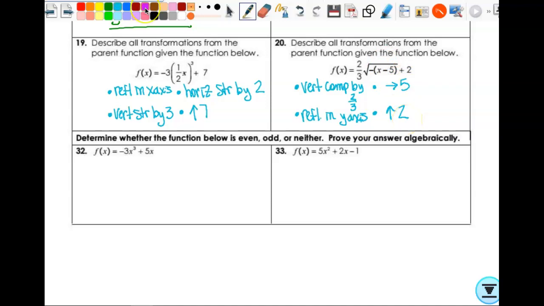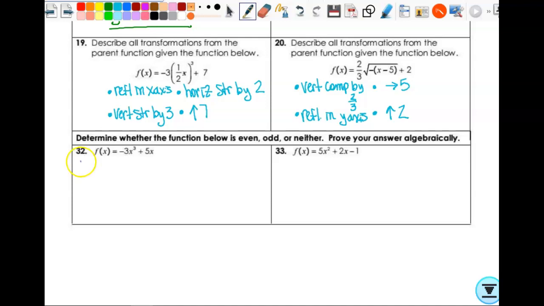All right, so now we're going to determine whether the function is even, odd, or neither. Prove your answer algebraically, and it should also say if it's even or odd, to state what type of symmetry it has. It does not say that here. It will say it on the test.